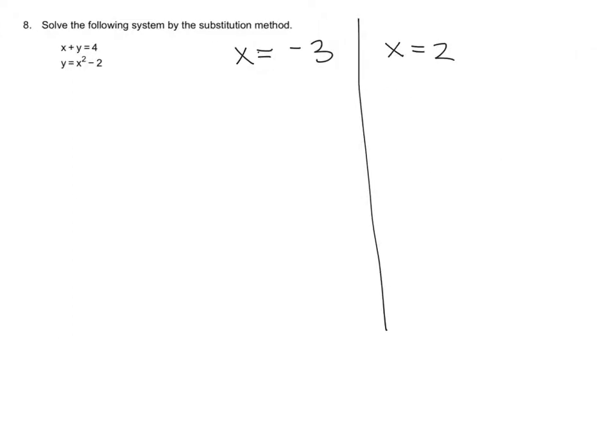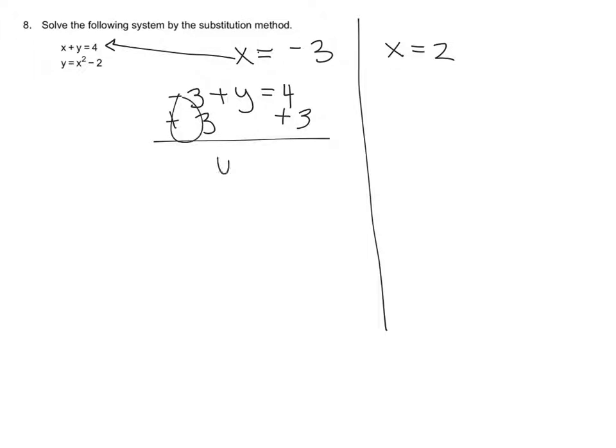So I found x equals negative 3, and I'm going to take that value and plug it into my first equation to solve for y. So I have negative 3 plus y equals 4. I'll add 3 to both sides, and I get y equals 7. So that means when x is negative 3, y equals 7. So the first solution to the system is negative 3, 7.